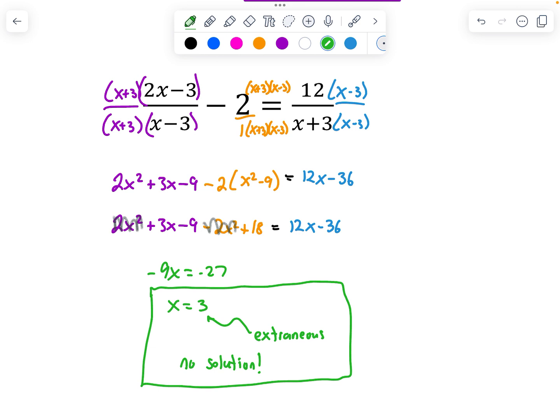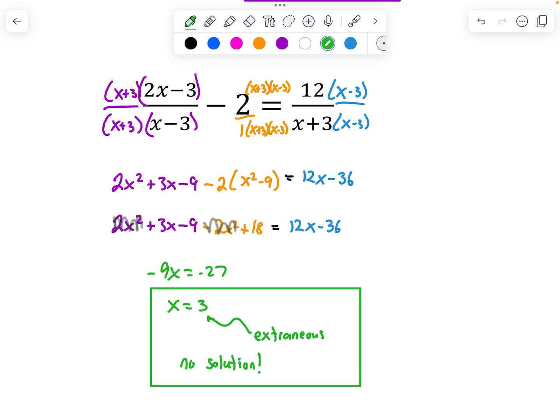Okay. Again, it's an extraneous solution because you can't plug in 3 right here or you'll get 0 on the bottom.